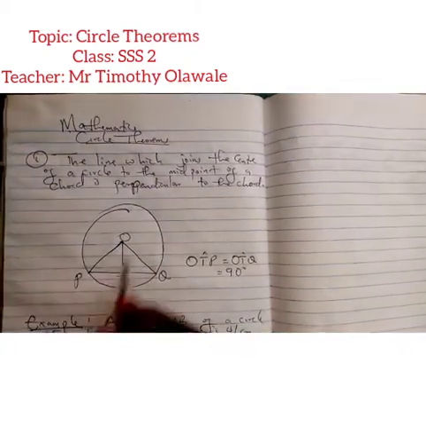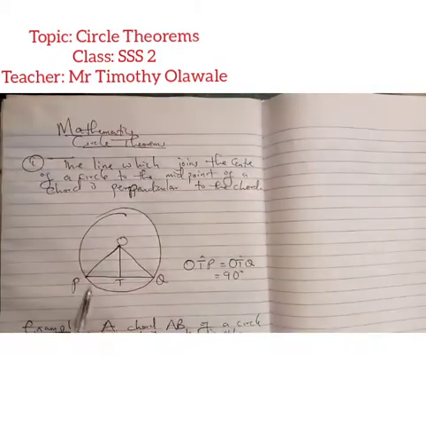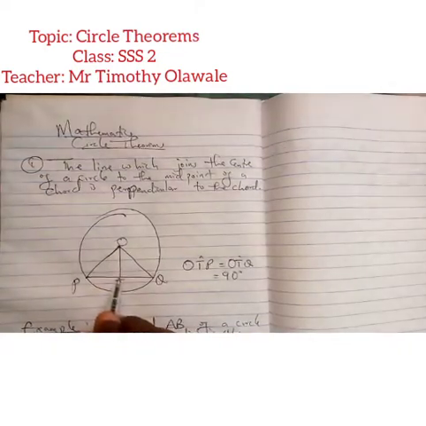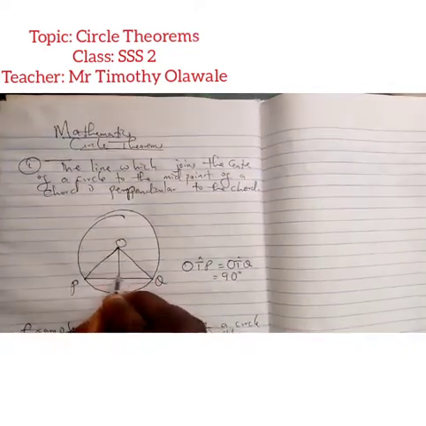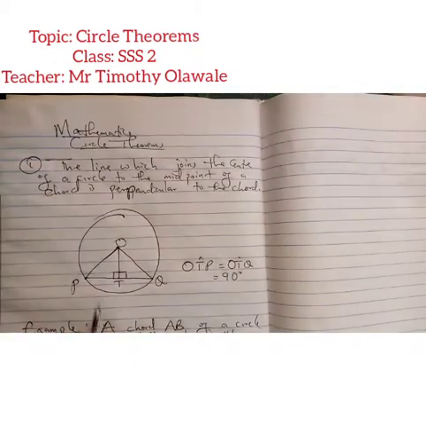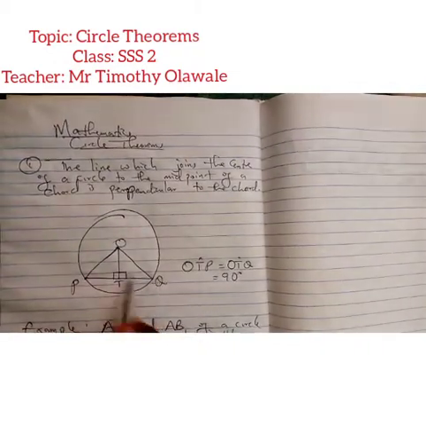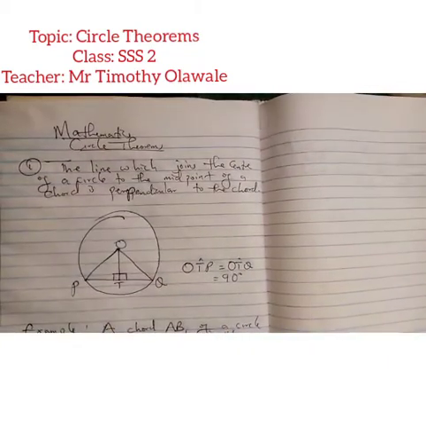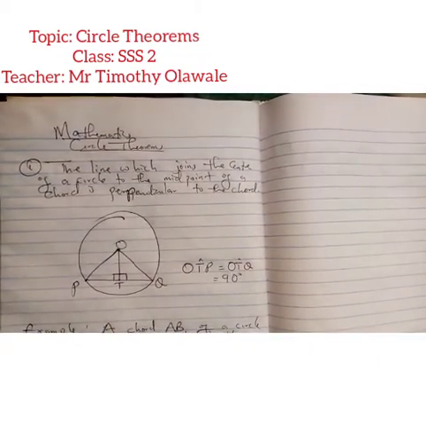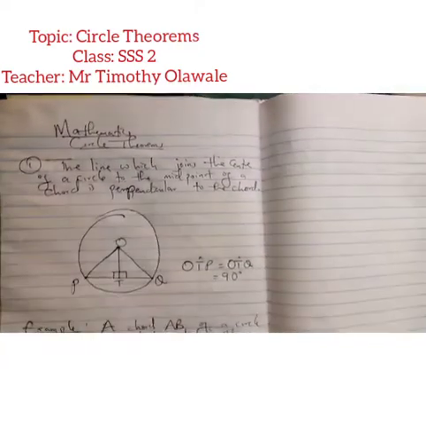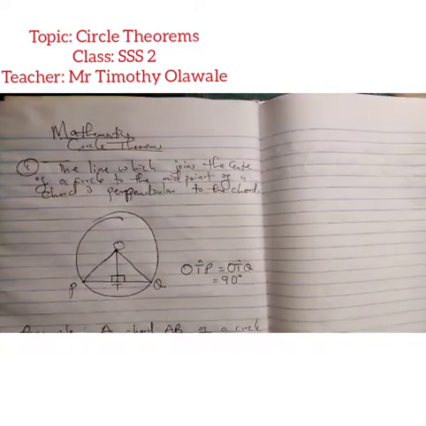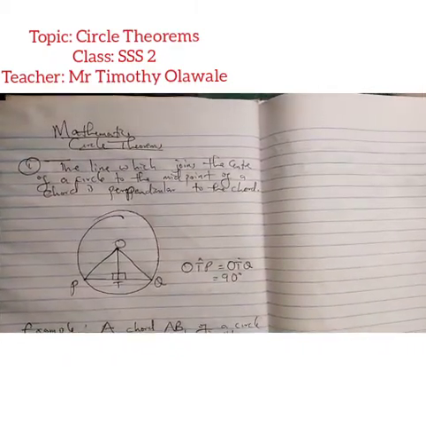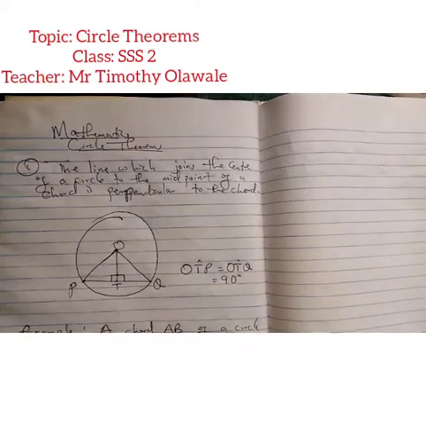Now look at this circle. The line that joins the center of the circle to the midpoint of the chord is perpendicular to the chord. So this is the midpoint of the chord, and this line joins it from the center of the circle. In questions like this, we apply Pythagoras' theorem and our popular SOHCAHTOA. You remember SOHCAHTOA? Sine equals opposite over hypotenuse, cos equals adjacent over hypotenuse, tan equals opposite over adjacent. That's what we apply.